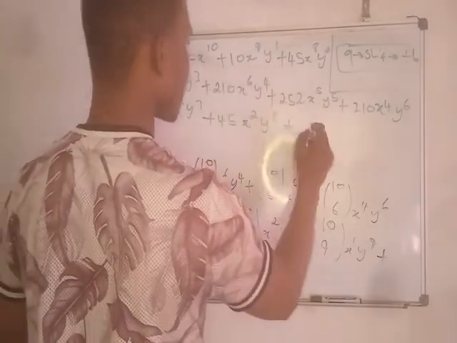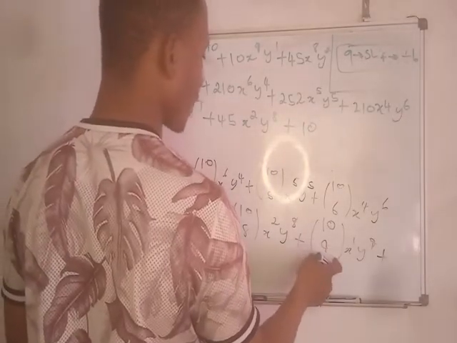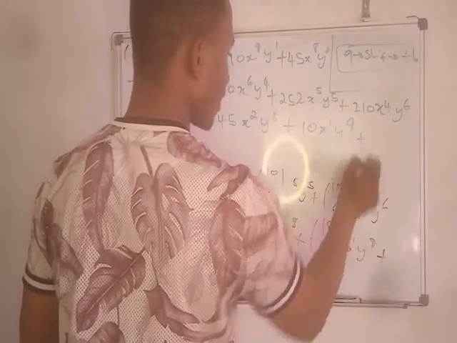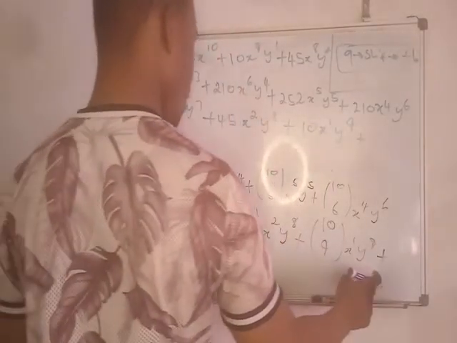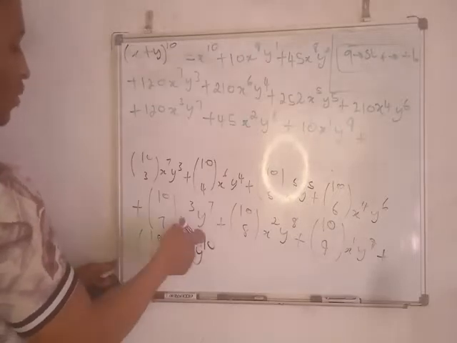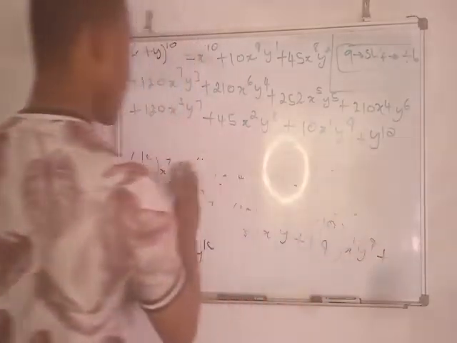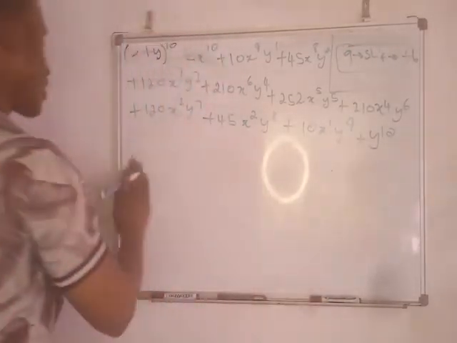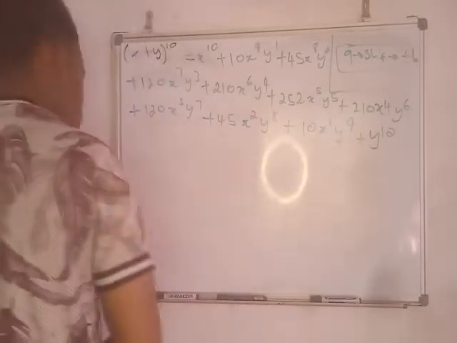Plus 10, which is 10 combination of 9, which is x to the 1, y to the 9. Plus 1 is just 1, this one. 10 combination of 10 is 1. X to the power 0 is 1. It's just y to the power 10. So you have expanded using binomial theorem for this part. That's how you use binomial theorem.